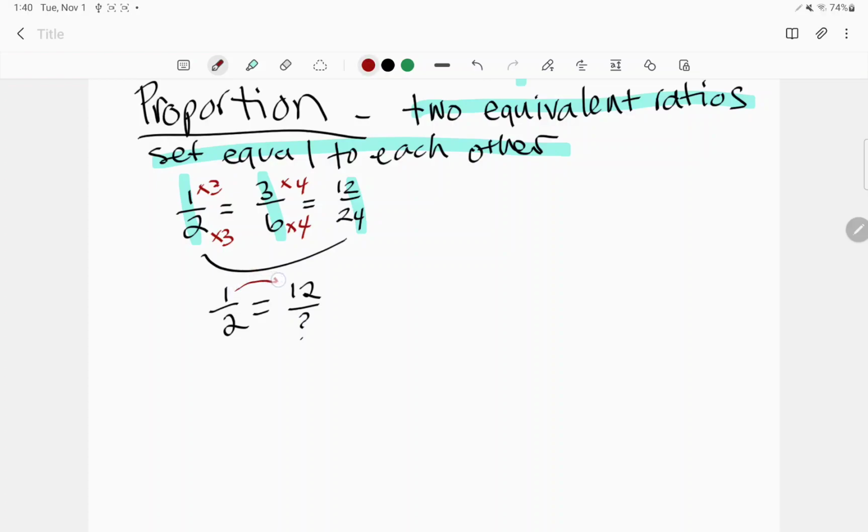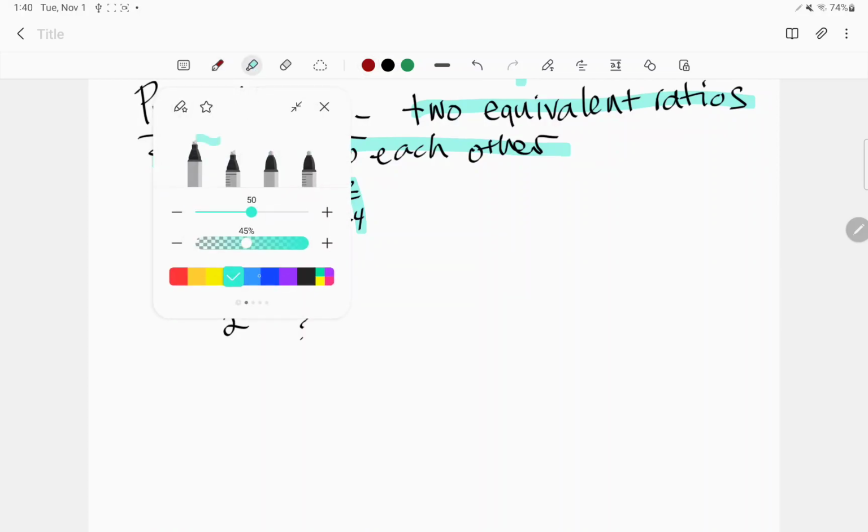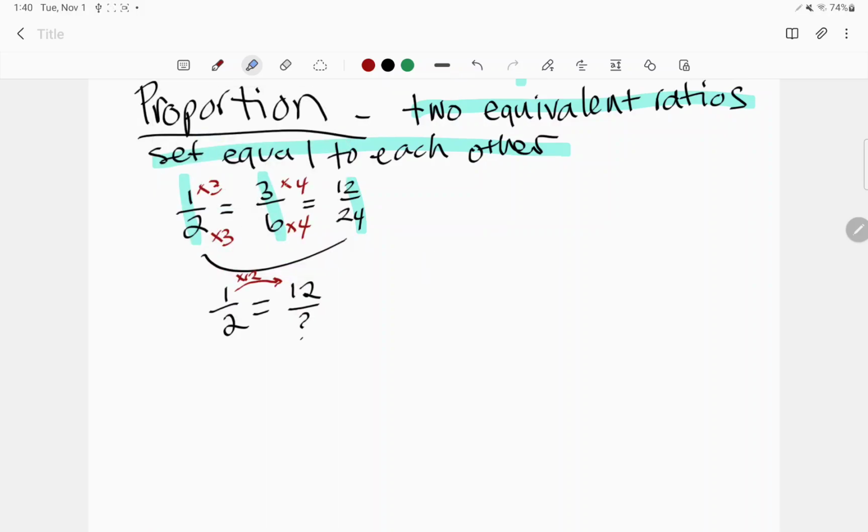Meaning, how do I go from 1 to 12? What is my factor? What is my scale factor? There's that word coming back again, right? I multiply by 12, which makes sense because if you think about what we did up here, we multiplied by 3, then 4. 3 times 4 gives us 12. So if I multiplied 1 by 12 to get to 12, I also need to multiply the denominator by 12, and that gives me my unknown, which is 24.